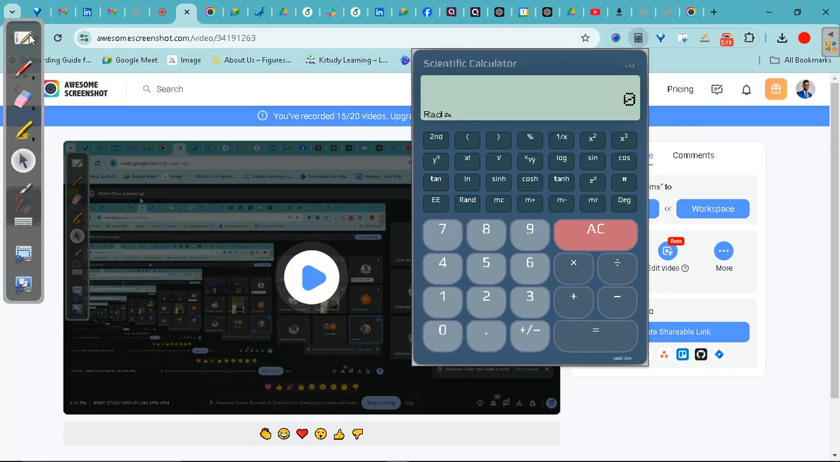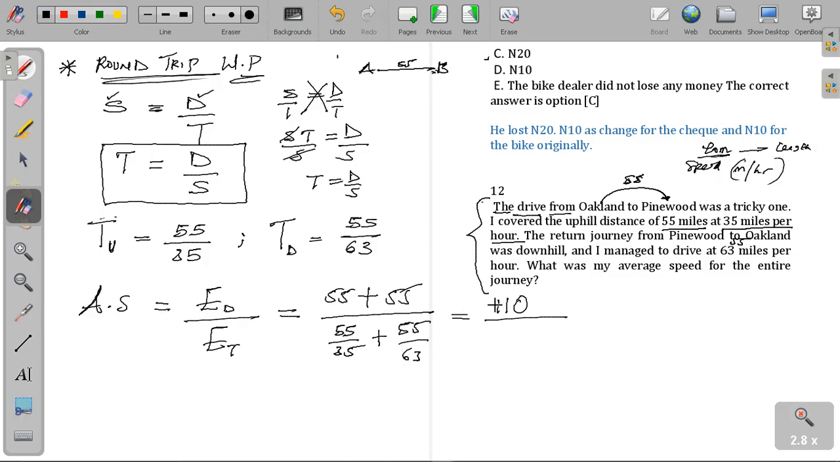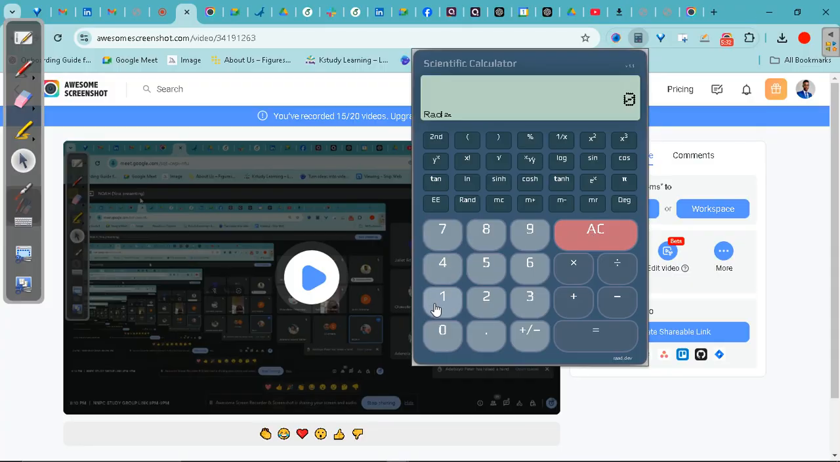Now what is 100? Remember that this is what we want to solve for. 110, okay? 110 divided by 2.44. Let me click this. So what is 110 divided by 2.44? Then I have 45.08.